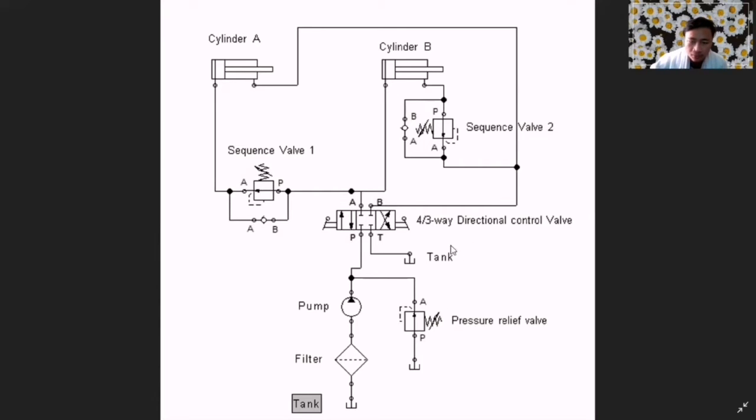Then the main component is the tank, which is used to dissipate heat and allow contaminants to settle out of the fluid. And we also use a pump, which converts electrical energy into fluid pressure by using an electrical motor to drive the pump. And the next component we use is the filter, which continually removes contaminants in the hydraulic oil. This process will purify the hydraulic fluid and protect the system from damage created by particle contents.